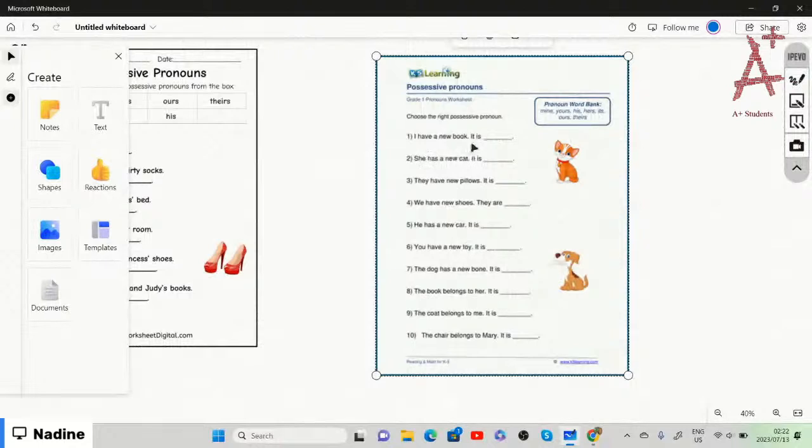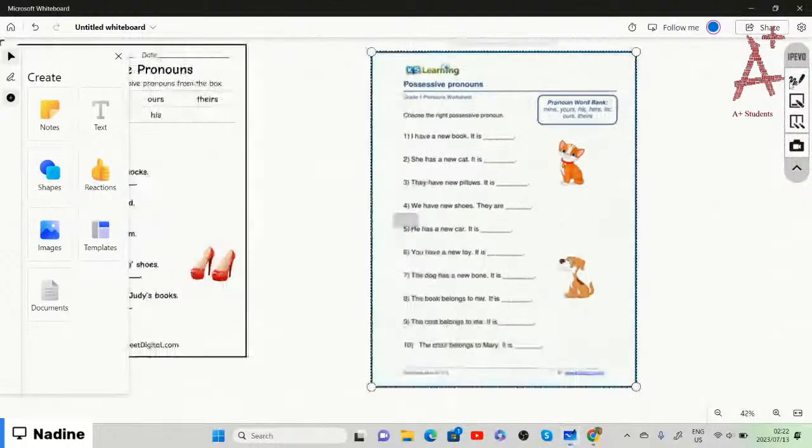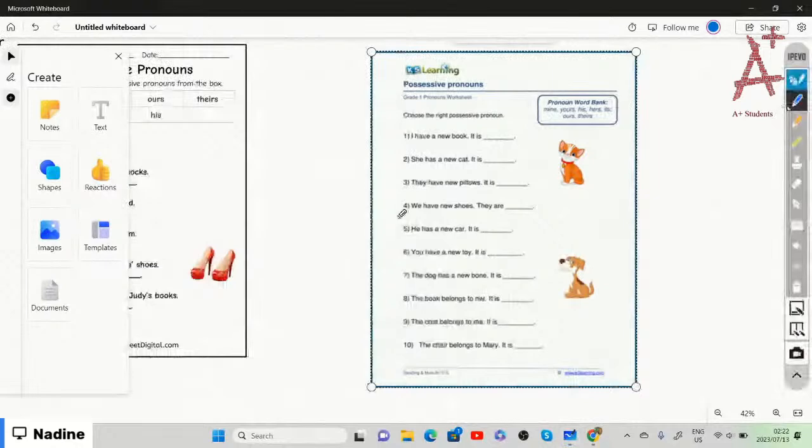I have a new book. So if I have a new book, then I can say it is mine, because it's mine. I have a new book, which means that it is mine, meaning that it is my book.